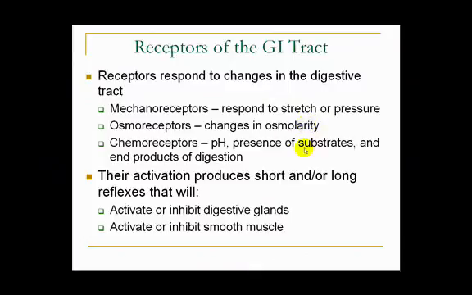So these types of receptors will detect changes or stimuli in the digestive tract, and it will trigger a reflex, or a feedback loop that will either activate or inhibit digestive glands and activate or inhibit smooth muscle. So it will either make the digestive tract more active or less active. Now I refer to these as short or long reflexes because remember, almost all of our organ systems have extrinsic controls that come from outside the organ. So that would be like your nervous system or hormones. And then there's local controls, or what we would call short reflexes, where the stimulus is detected in that organ and you have the response in that organ.